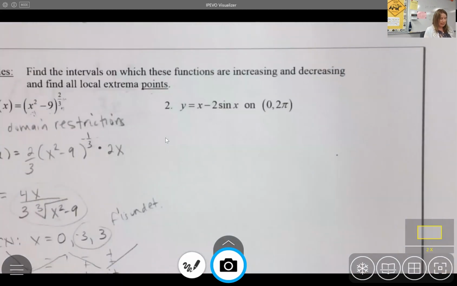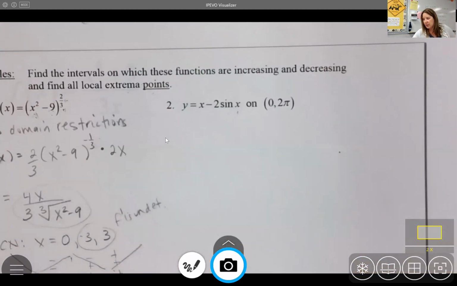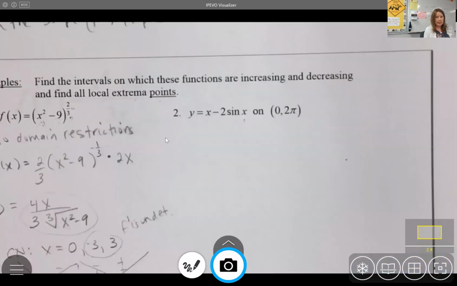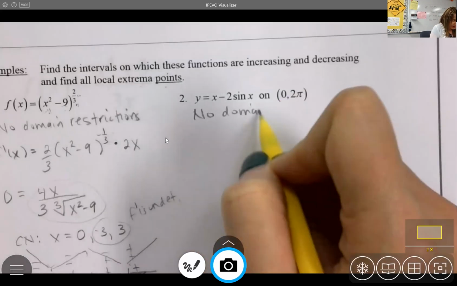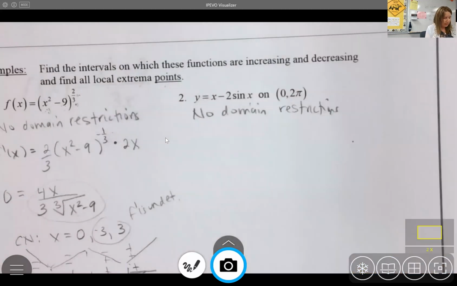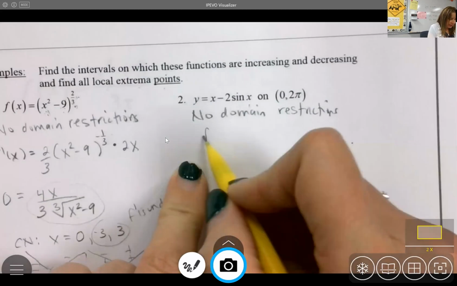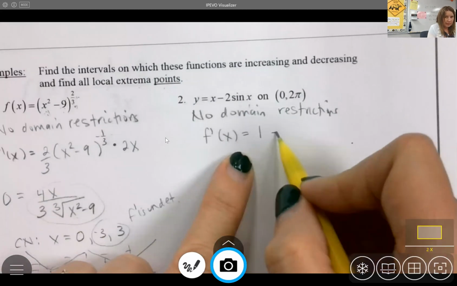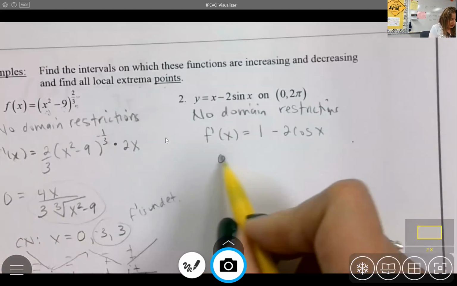All right, let's do it again. So x minus 2 sine x, does this one have any places where it is undefined? No, it does not. Okay, so this is no domain restrictions. Sometimes we get going and we forget to do this extra step, so that's why I'm writing it, okay? So no domain restrictions, and then I want to find out the critical numbers, so f prime of x equals the derivative of x, which is 1, minus the derivative of 2 sine x, which is 2 cosine x. Set that equal to 0.